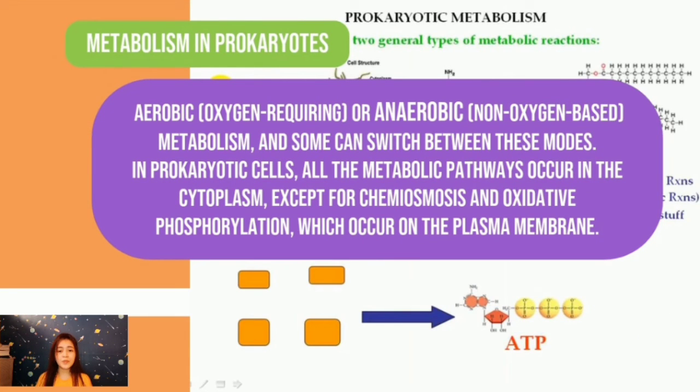Metabolism in prokaryotes. It can be aerobic, oxygen requiring, or anaerobic, non-oxygen-based, and some can switch between these modes. In prokaryotic cells, all the metabolic pathways occur in the cytoplasm except for chemiosmosis and oxidative phosphorylation, which occur in the plasma membrane.